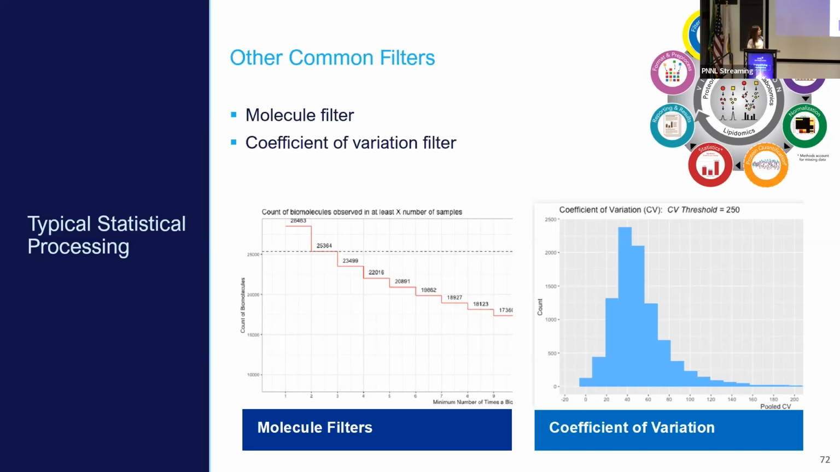Sometimes people like to look at the coefficient of variation across all of their observed molecules and impose a filter. So this gets at variability. So it might be that people are less interested in the statistical results for biomolecules that are really variable. So you could decide to remove things that are at the far right side of this distribution.